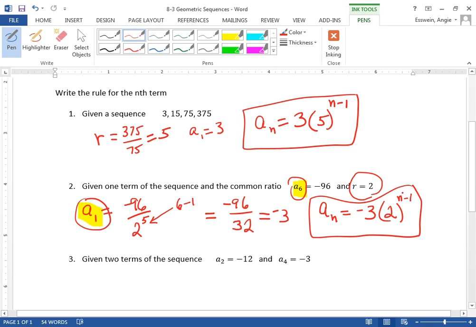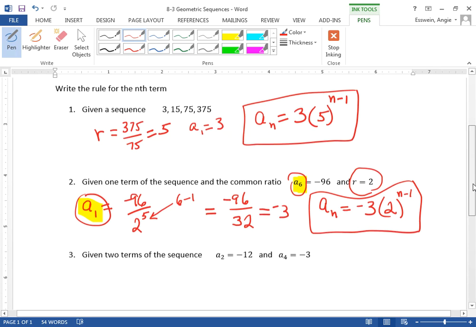And we could double check. If we plug in 1 for our first term, that's to the 0 power. 2 to the 0 power is 1, times negative 3 is negative 3, which is what we had. But we could try it with 6. If you plug 6 in here, you should get negative 96.